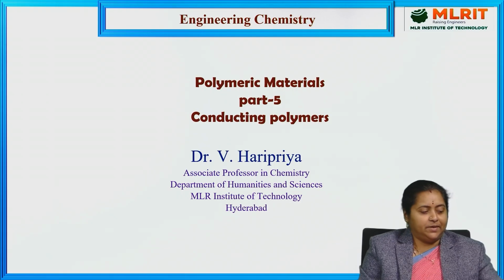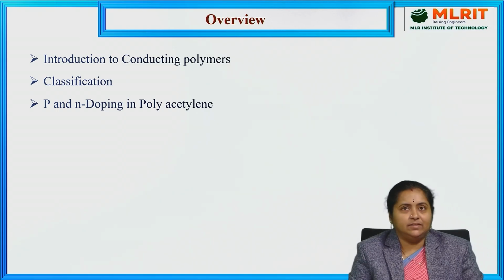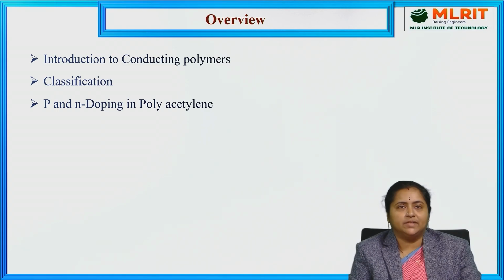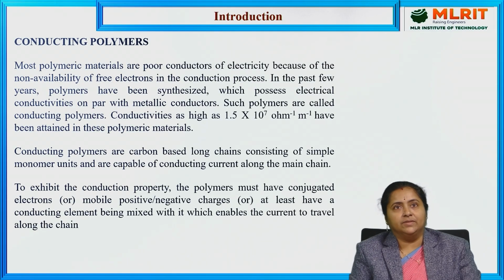Technology, Hyderabad. In today's class, we are going to learn about conducting polymers. That means some kind of polymers are able to conduct electricity. Their classification, how many types conducting polymers are classified, and then even we can do doping for conducting polymers for enhancing their conduction capacity. So let us see how that doping will be continued in the case of polyacetylene. So let us start with introduction to conducting polymers.